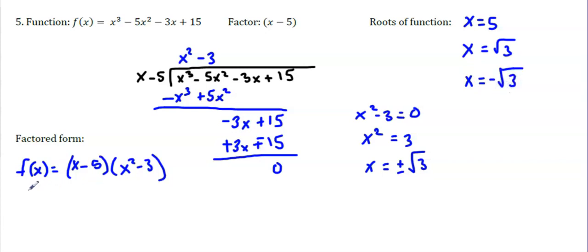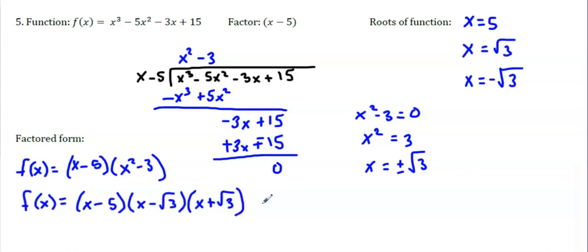I could also take my roots and write the factored form as x minus 5 times x minus square root of 3 times x plus square root of 3. This is another equivalent equation. Let's take a look at another problem.